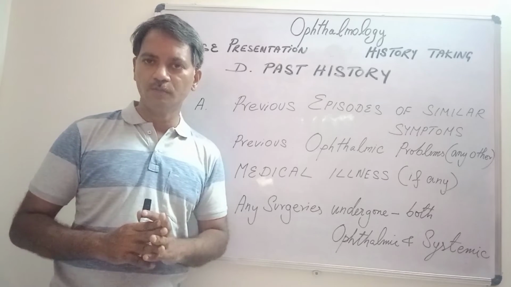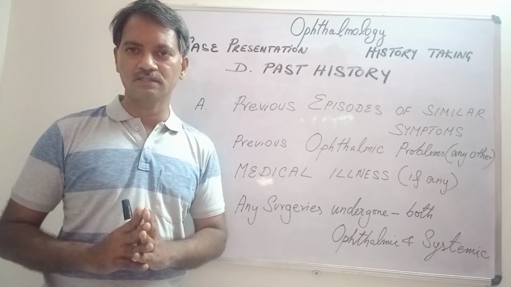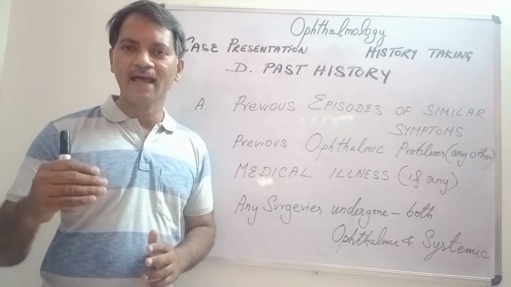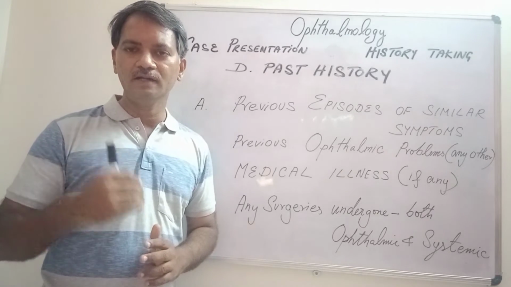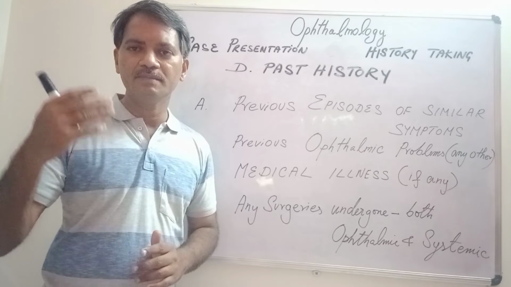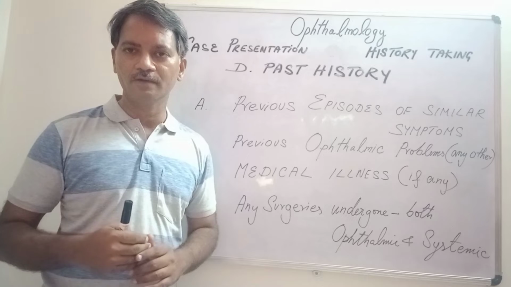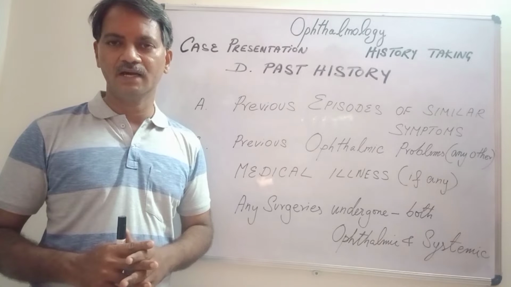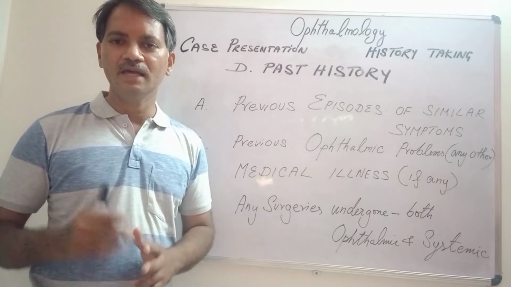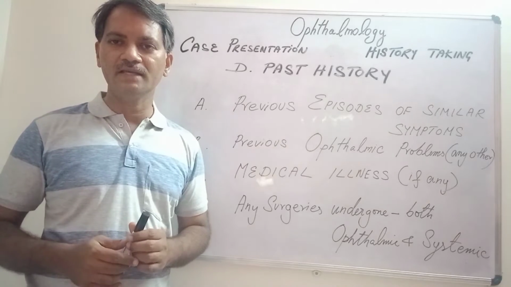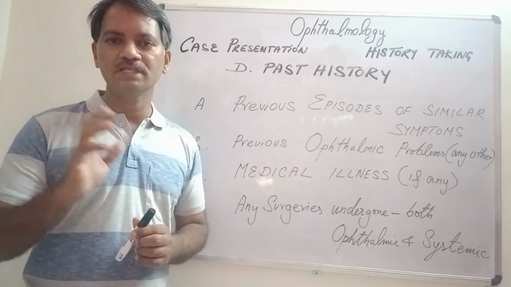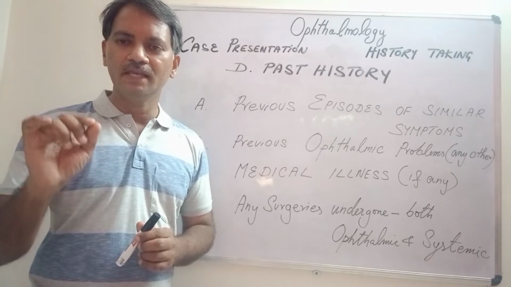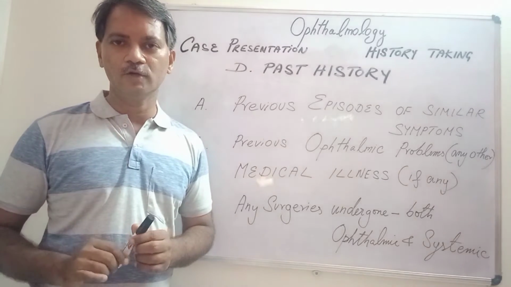Suppose a patient has come to you for itching in the eyes. If you ask the patient and the patient has had a similar problem multiple times before, or a single time before, then it can be a case of allergic conjunctivitis. Allergic conjunctivitis presents with itching, a ropey discharge from the eyes, and redness in the eyes. All those things will be present. So, previous episodes will help you in coming to a proper diagnosis.